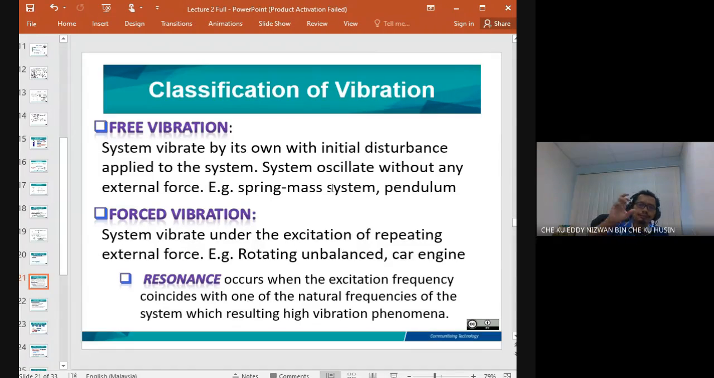So for free vibration, you give an initial condition and then it vibrates. The frequency of oscillation is equivalent to its natural frequency. So that's one of the methods to know the natural frequency of the system, or the single degree of freedom. In free vibration, the amplitude depends on the amount of initial condition, and the frequency depends on the natural frequency. It will vibrate at its own natural frequency. So that is free vibration.